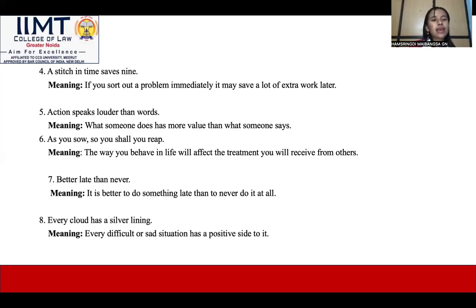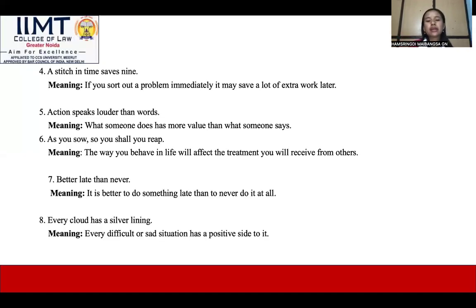The next one is every cloud has a silver lining. It means every difficult or sad situation has a positive side to it. So whenever we are facing a difficult situation or circumstances, we must always look for the positive aspects of it.